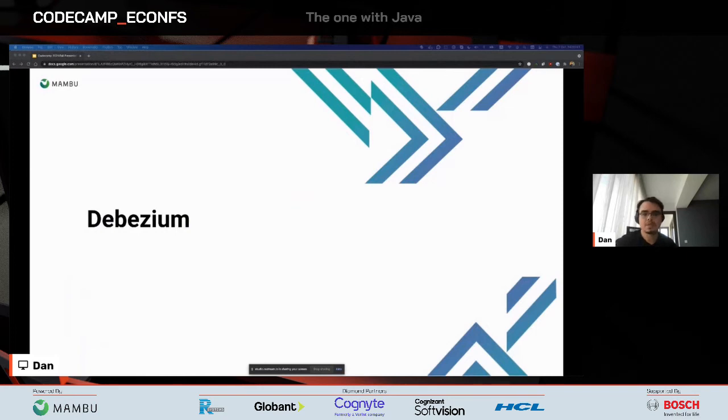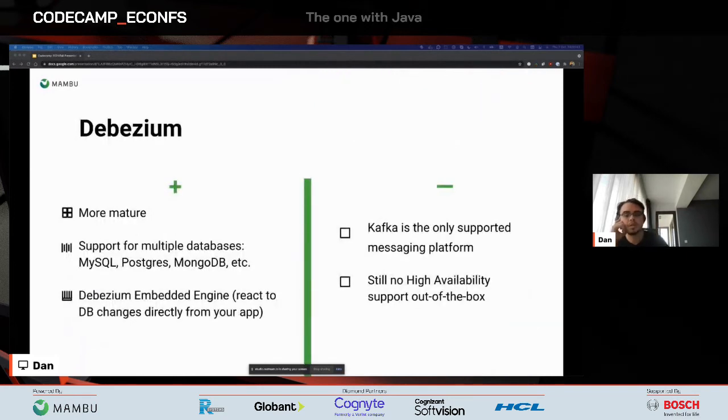Another tool would be Debezium. This one is a little bit more mature than Maxwell. It offers support for multiple databases out of the box. So besides MySQL, it also has Postgres or MongoDB. And again, it offers great customization support through a library which is called Debezium Embedded Engine. So basically, by introducing a simple library into your application, you are able to react to changes directly from your app. As drawbacks, it only supports Kafka by default as a message broker, so you will need to customize it for anything else. And again, it does not offer a complete high availability solution out of the box. And again, you will need to take care of the previously mentioned aspects.